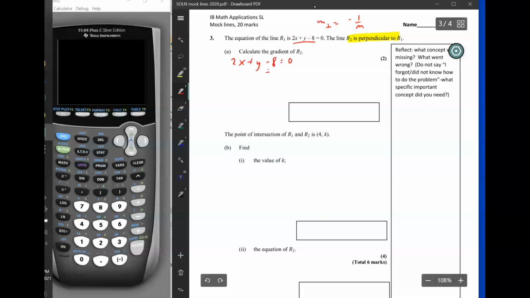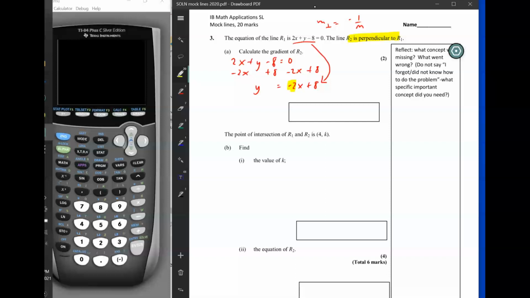So to do that, we can add 8 to both sides, and we can subtract 2x from both sides, and that would give us y equals -2x plus 8. So now we have changed our standard form equation into slope-intercept form, gradient-intercept form, and now we can see that the gradient is clearly -2. It's not +2, it's -2.